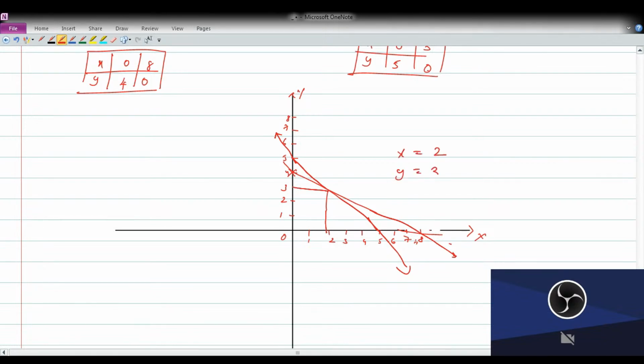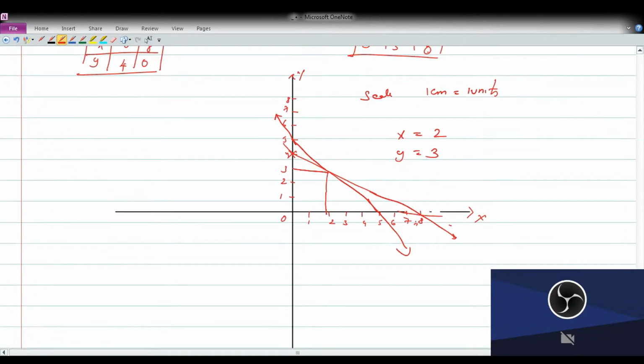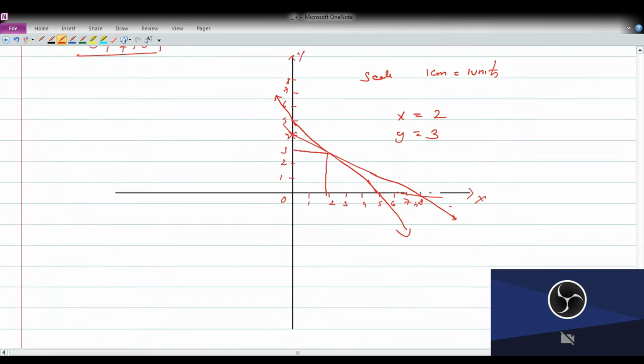So you must write the scale. Scale: 1 centimeter is equal to 1 unit on both axes. So I'm going to get x is equal to 2, y is equal to 3. This is the solution for the graph. I'm writing on a digital board, and it is not easy to draw straight lines. Please try to write it on a graph sheet using the scale.